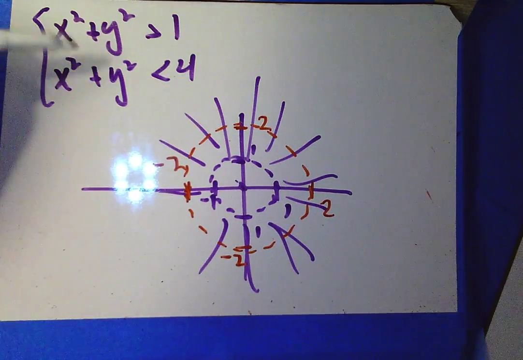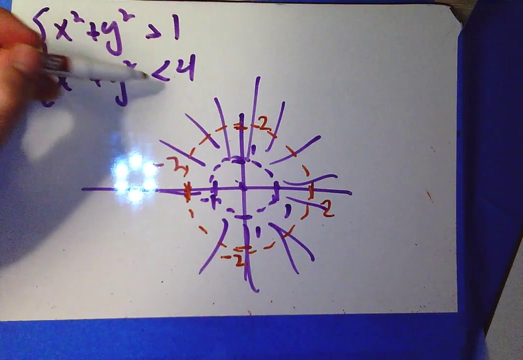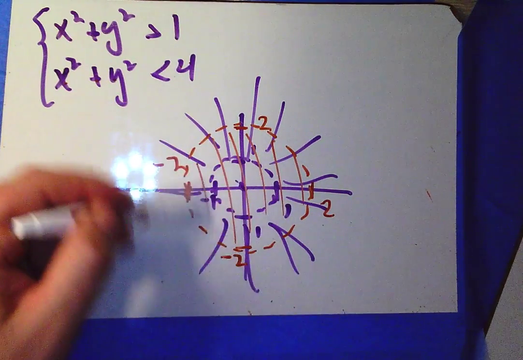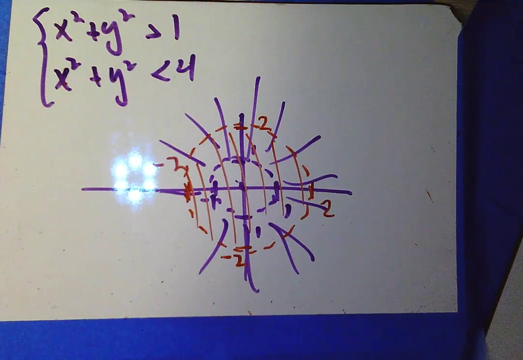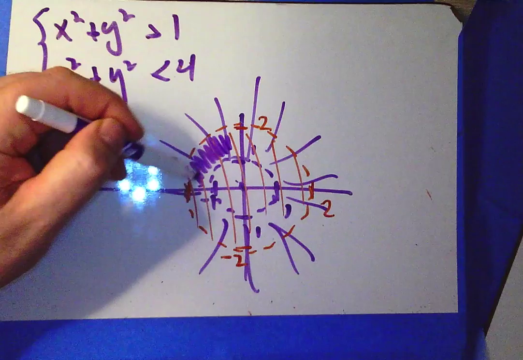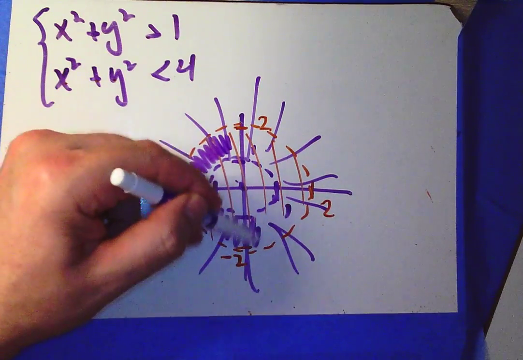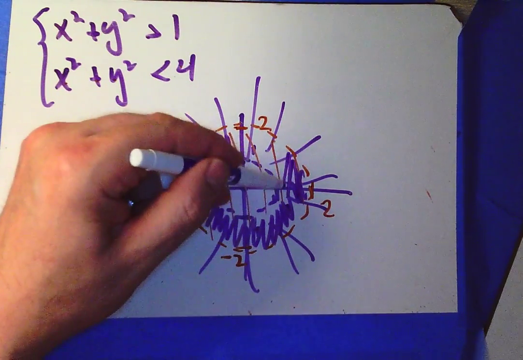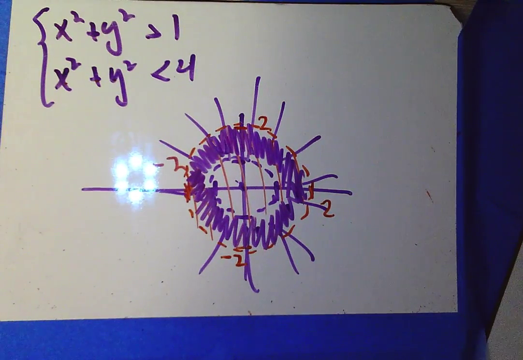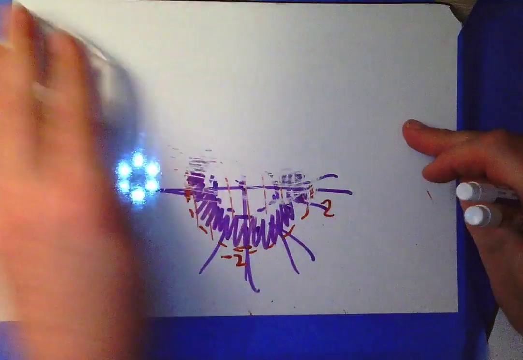And where will we shade now? Well, if I plug in 0, 0, 0 is less than 4. So shading in is a solution here. And remember, our solution to this system is the overlapping region. And so what we're going to get are two concentric circles that are dotted like that. There's my inequality. Okie doke. Okay. We'll do one last one, and then we'll go backwards.